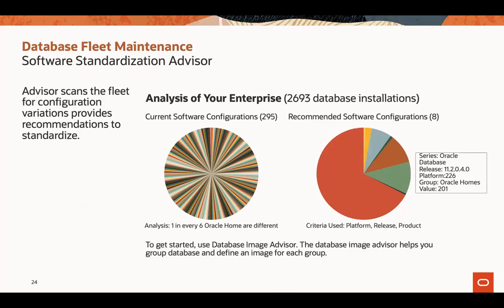But the great part of the Standardization Advisor is it's able to look at each of the databases, the version, and the current patch level, and basically come up with a recommended software configuration for those Oracle homes. And as you can see in this particular case, it came up with a recommended solution of 8 unique Oracle homes that would satisfy these 2,700 databases. So this is really one of the places where Enterprise Manager can provide some great value in terms of advisories, looking at your existing environment, looking at available patches, and coming up with an optimized solution for you.